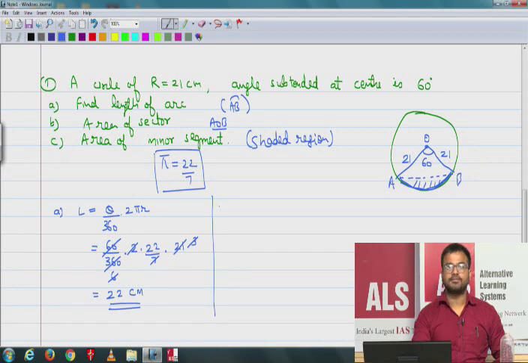Second part, area of sector. So this complete AOB we have to find. So area of sector is given by theta over 360 into pi r square. So theta is 60 divided by 360. In place of pi we can put 22 by 7 and r square. So radius is 21 into 21.